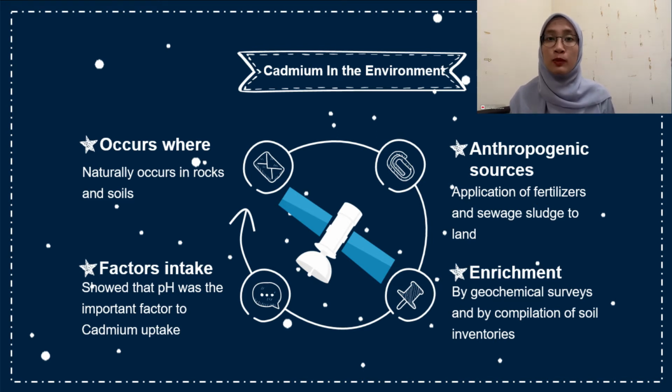Regional cadmium enrichment or contamination of the surface environment can be delineated by geochemical surveys and by the compilation of soil inventories. The major controlling factors of cadmium transfer were identified to construct a bioaccumulation prediction, in which pH was the most important factor contributing to cadmium uptake. No adverse health effects related to cadmium were found in an area where the cadmium intake of the local population was double the estimated United Kingdom average.